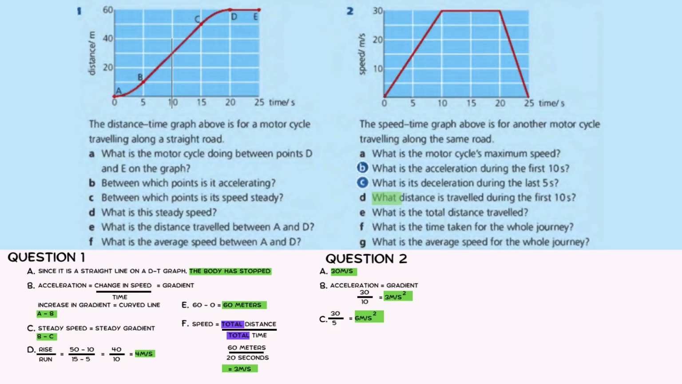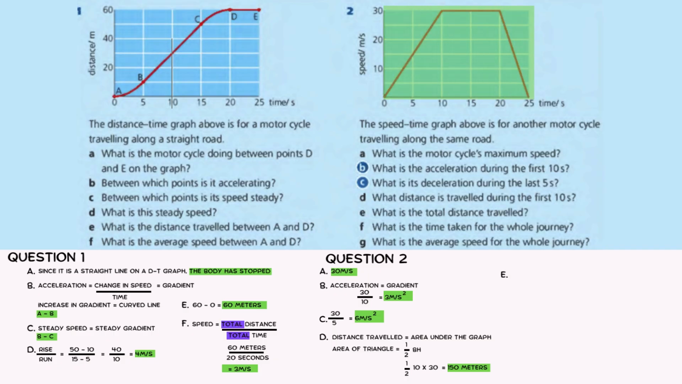For part D, to find the distance traveled, we simply need to calculate the area under the graph, which in this case is the area of a triangle, making the answer 150 meters. This is the same case for the next question, which asks us to find the total distance. Since the whole shape is a trapezium, we can use this formula to find the total distance. Therefore, putting every value, we get an answer of 525 meters.